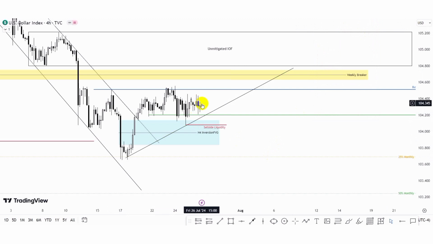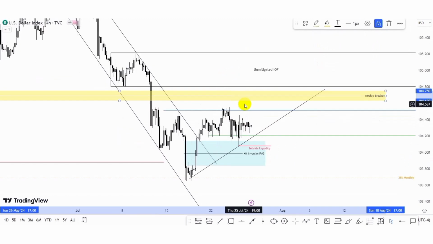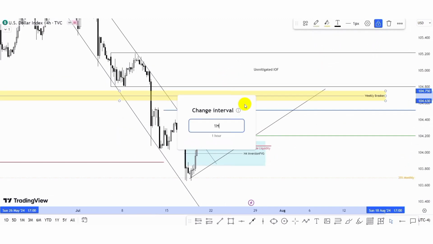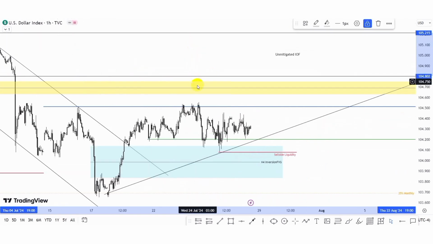So it is either price returns to retest this level, sweeps Friday low point, and then pushes to the upside, or price may take out this swing low, this sell side liquidity, and then we have the push of price to the upside. Let's check out the 1 hour time frame. Here we can see any structure there. So this is the 1 hour time frame.